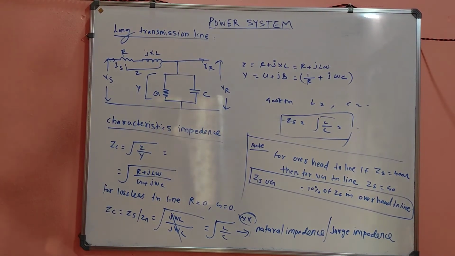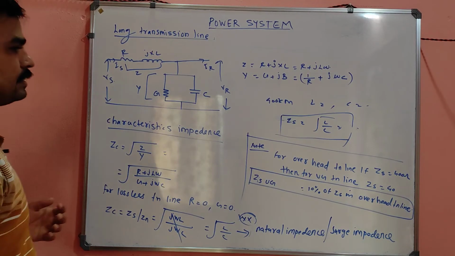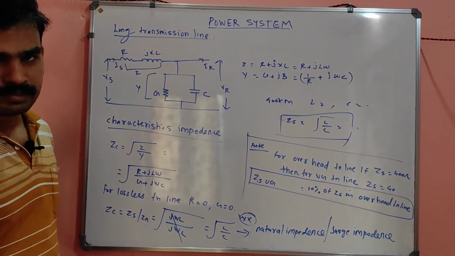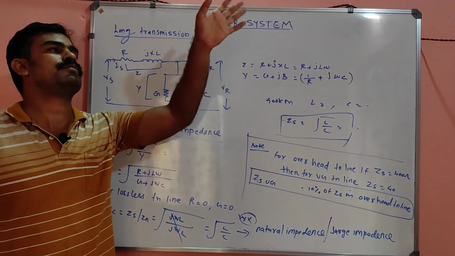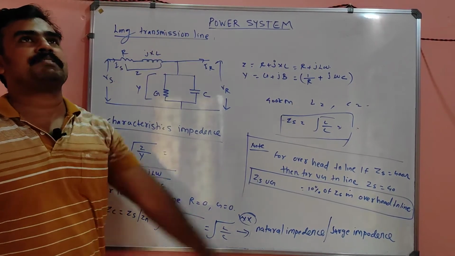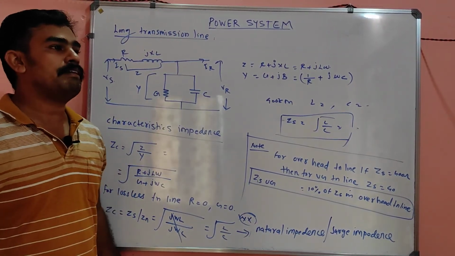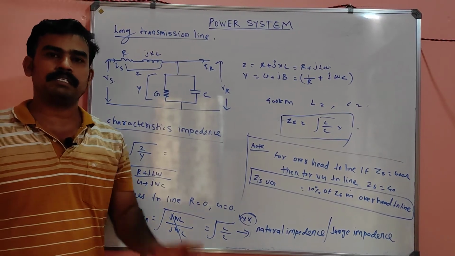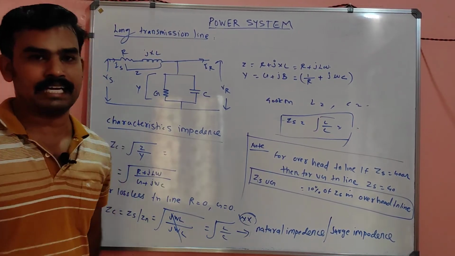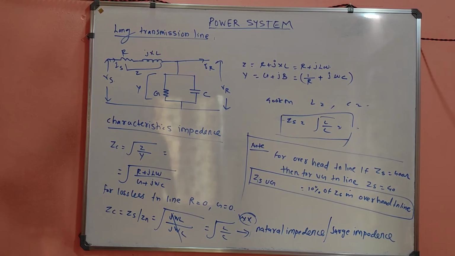That means there is a chance of a problem being asked from here also. Someone gives you a long transmission line having a surge impedance of 400 ohm. Then what will be the same for underground cable? Simply cut one 0, that's all. The answer will be there. Okay, so that's all, my dear.